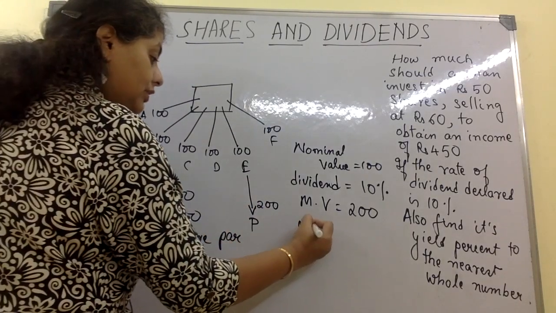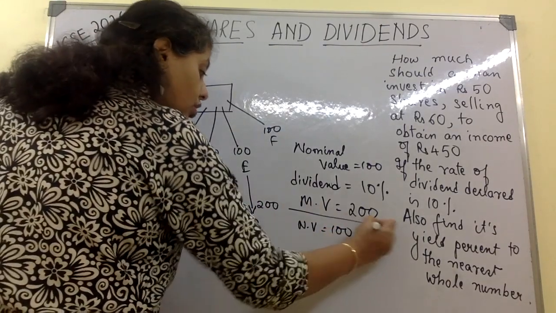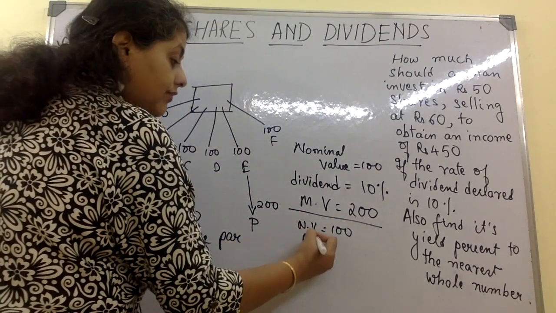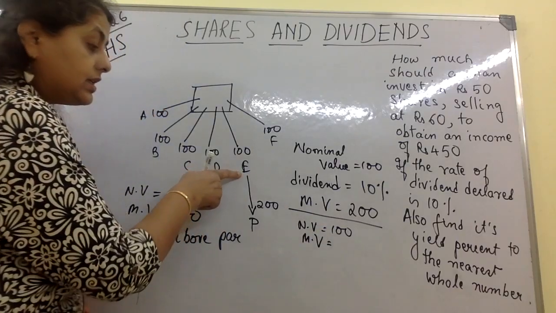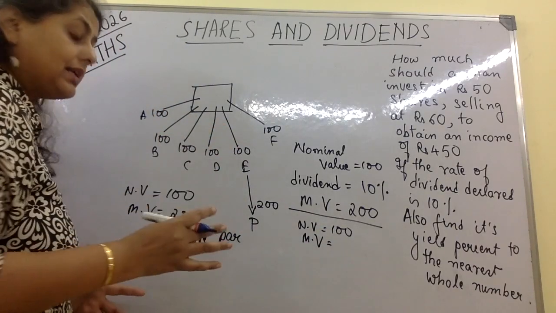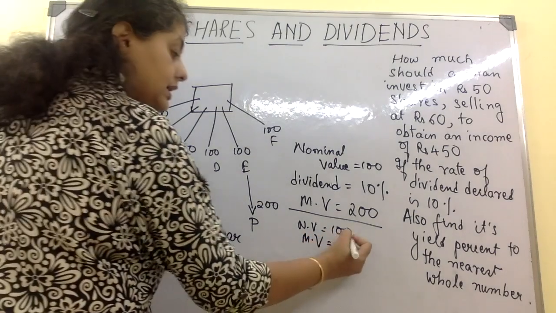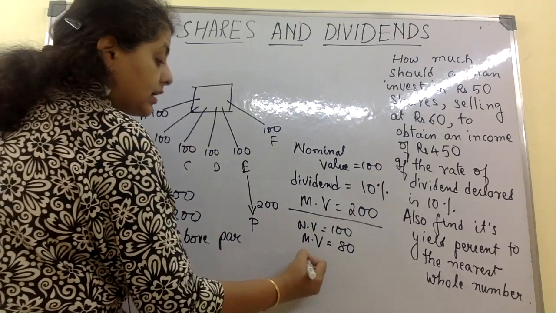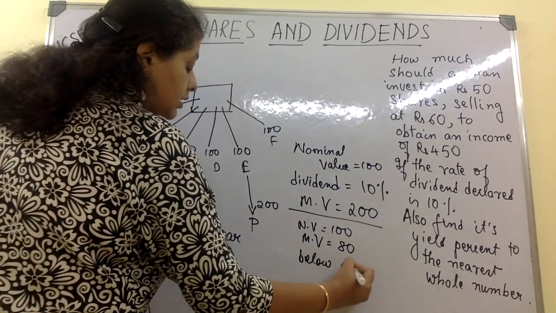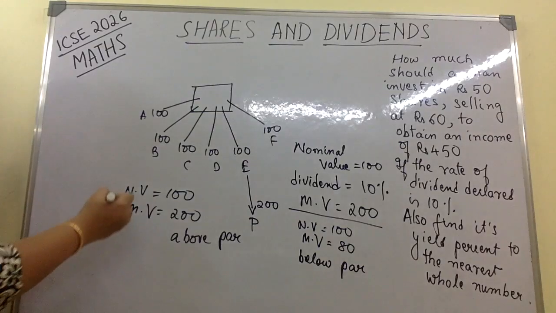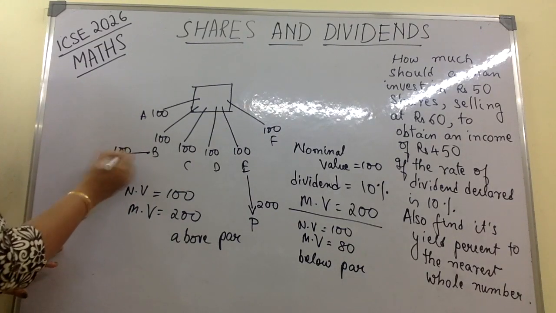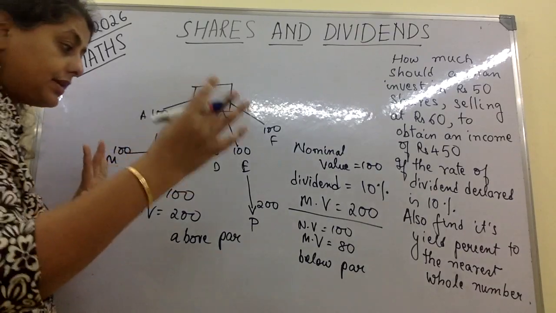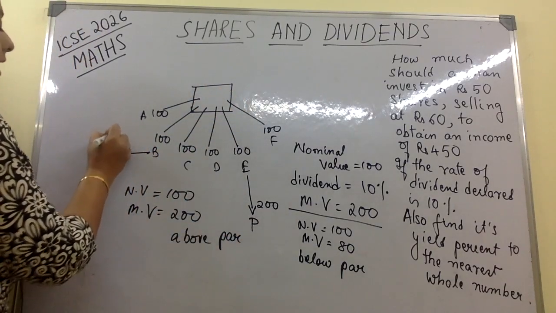If the nominal value is 100 and the market is not doing well, the market is down, and this person E just wants to sell off his share and get some money, and he sells it at 80 rupees to somebody, then it is below par. And if somebody is selling a share with nominal value 100 to, let's say, person M at 100, it is at par.